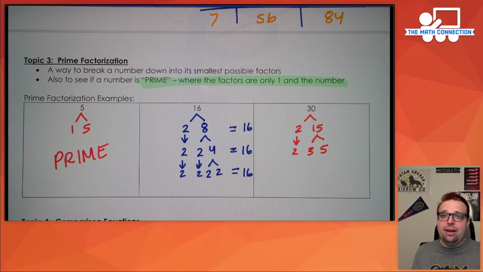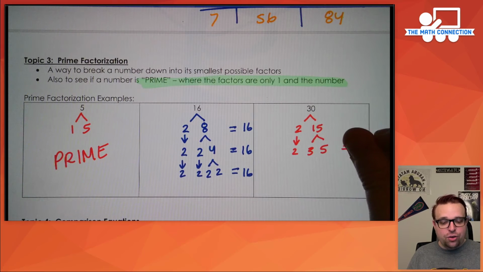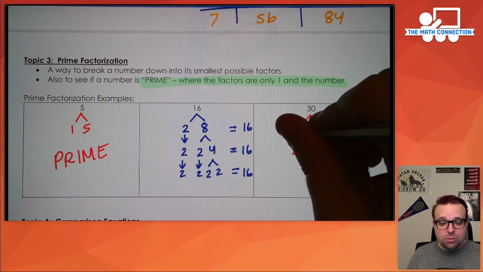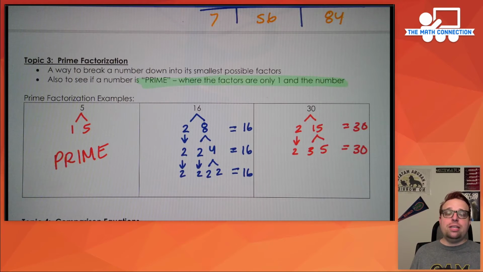Well, guess what? 3 and 5 are prime, because there's nothing that multiplies to 3 except for 1 and 3, and there's nothing that multiplies to 5 except for 1 and 5, and so that's it. If you multiply 2 times 3 times 5, you're going to get 30. And if you multiply 2 times 15, you're going to get 30. And those are the original numbers, so I know I did the factorization correctly.